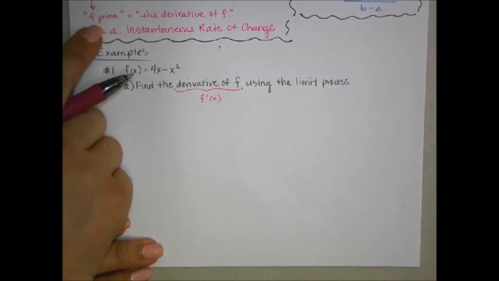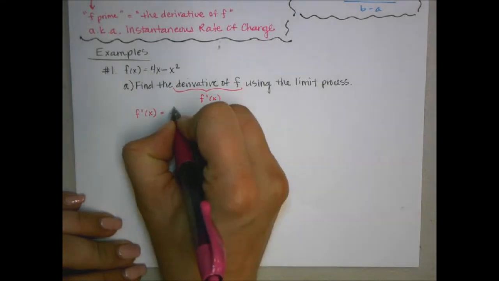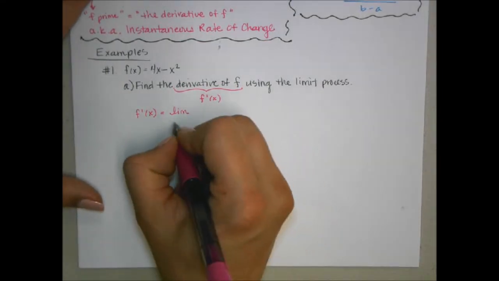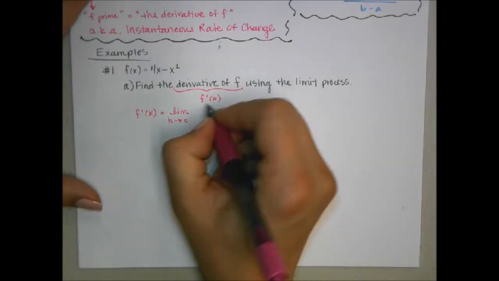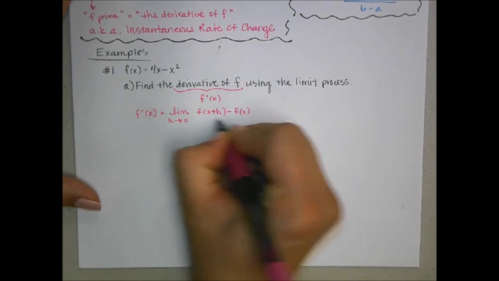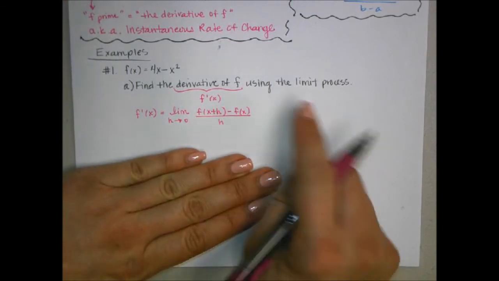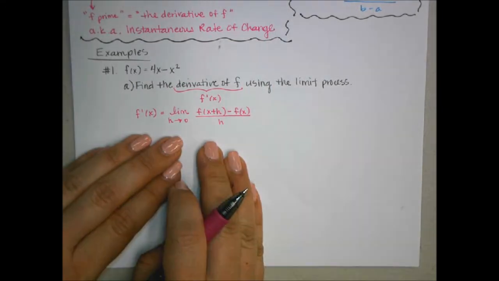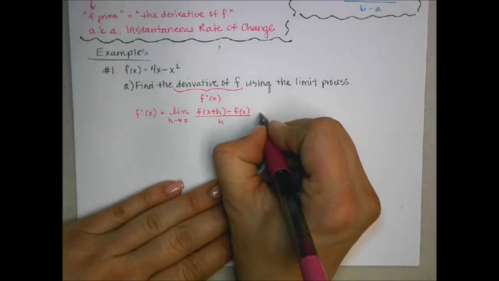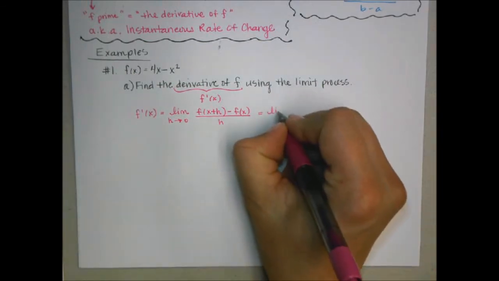So using our definition up here, f prime of x equals the limit, and I'm going to change delta x to h, as h approaches 0 of f of x plus h minus f of x, all over h. This is our definition. This is what we'll start with each time we have to use the limit process. So this is the limit process. This is the definition of the derivative right here. And then we're going to start plugging things in using our specific formula. So we have the limit as h approaches 0.